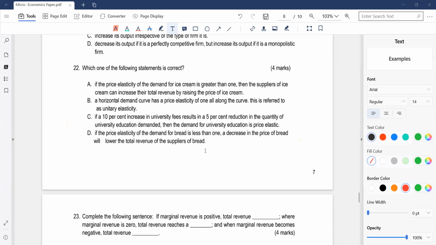If the price elasticity of demand for bread is less than 1, then the decrease in the price of bread will lower the revenue of the suppliers. Yes, it is the increase which will increase the revenue. Right, so the answer there is D. Number 22 is D.